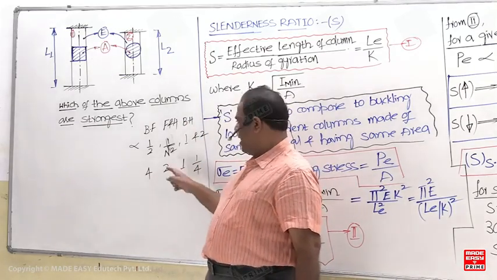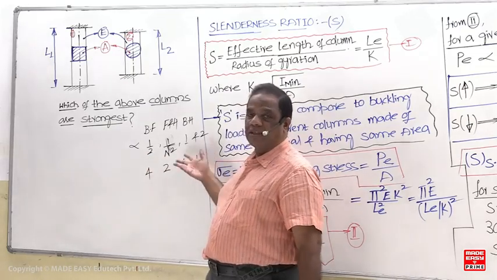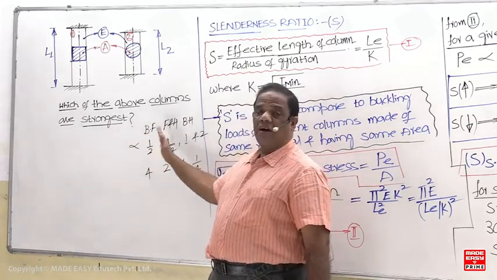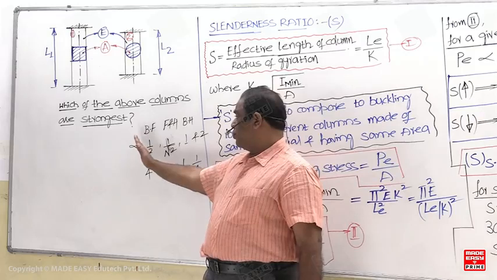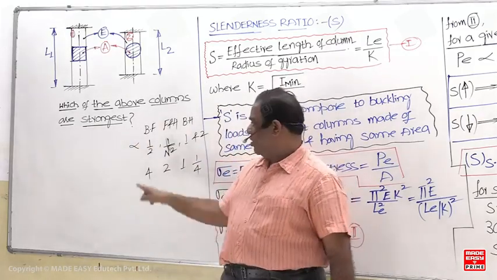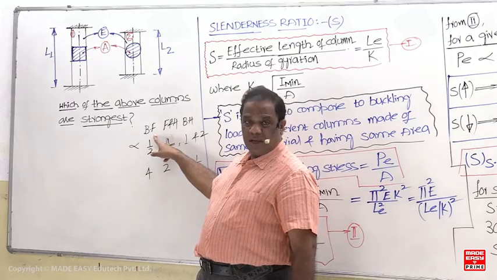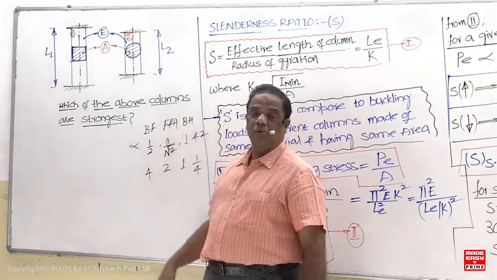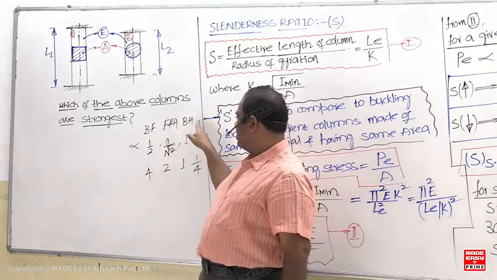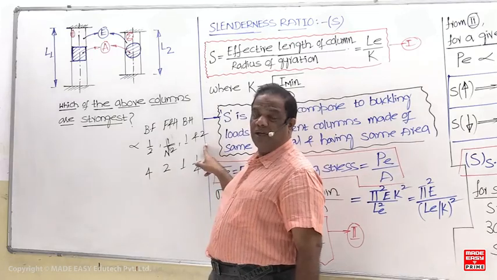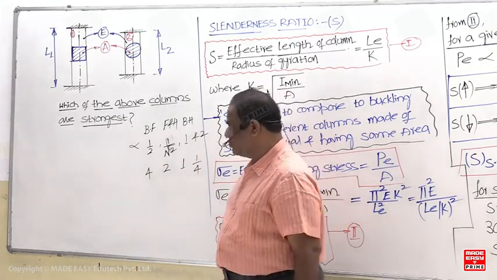Decreasing order of n and increasing order of alpha. Otherwise, decreasing order of PE. So from left to right, the buckling load is going to decrease. The first gives the more buckling load, which means the strongest column. This end condition gives the strongest column. And the last one, fixed and free, gives the weakest column.